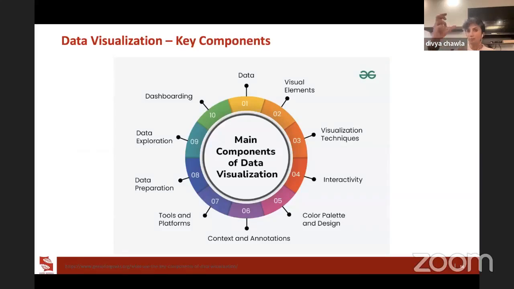Color palette and design, because color is a very key component of the visual representation. Context and annotation. So nowadays a lot of commentary is put on top of data, so that anyone who's looking at it is also able to get the context. What tools and platforms are getting used. There's obviously a lot of data preparation and data exploration that goes in the back end before it is created, and then there's the dashboard that comes out in the end, which is the final product that is represented.